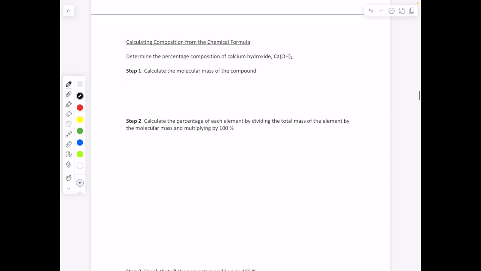Let's try an example where we calculate composition from the chemical formula. Determine the percentage composition of calcium hydroxide, which has the chemical formula CaOH2. Step 1. Calculate the molecular mass of the compound. The molecular mass of calcium hydroxide is equal to the molecular mass of calcium plus, let me just correct this, 2 times the molecular mass of oxygen plus 2 times the molecular mass of hydrogen.